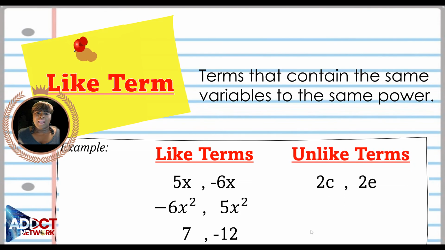Unlike terms. An example of unlike terms is 2c and 2e. Yes, they both have the same coefficient, but be mindful, they are not like terms because they have two different variables, c and e. The next example of unlike terms is -6x squared and 5x squared y. These are not like terms because they do not have the same variables raised to the same power.